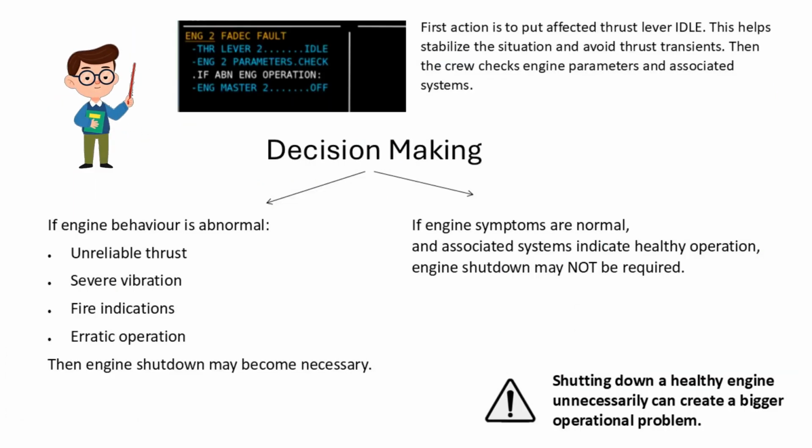Now let us understand the ECAM actions. As you can see on screen, the first action is to put the affected thrust lever to idle. This helps stabilize the situation and avoid thrust transients. Then the crew checks engine parameters and associated systems.